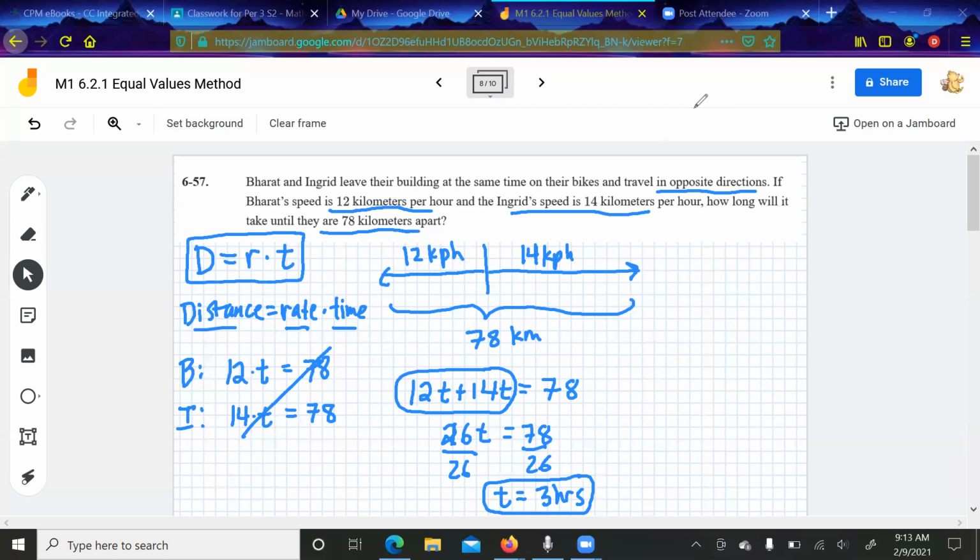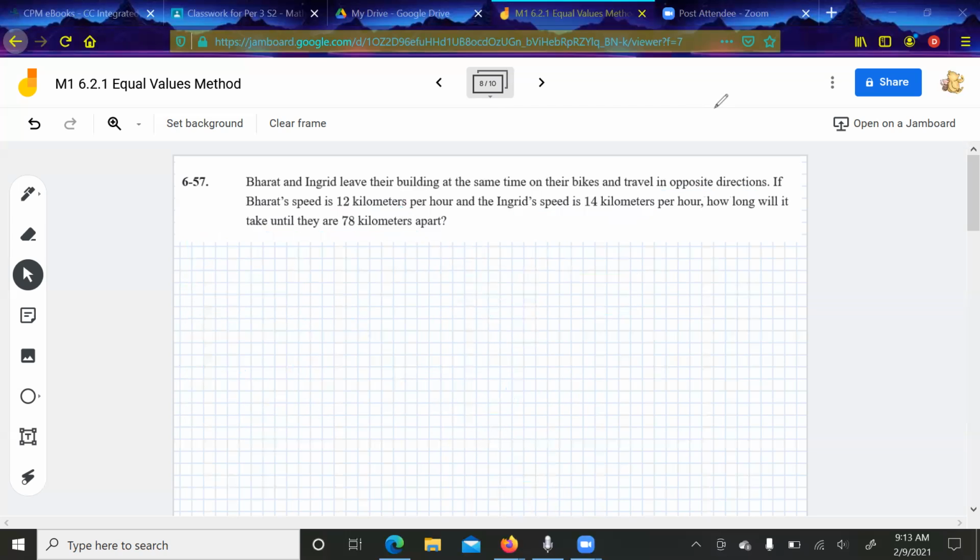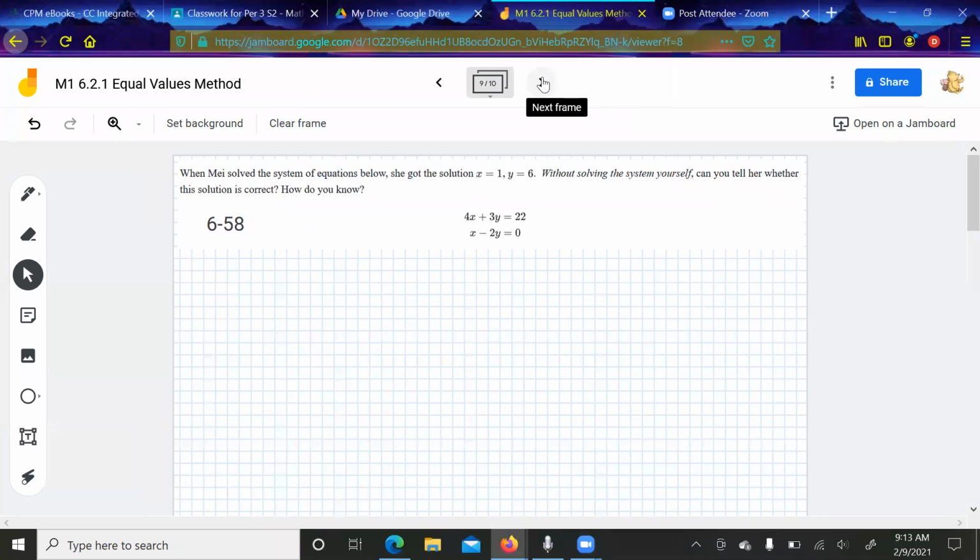I need to clear this away and go to the next slide, which is now covered by my controls. So let me move the controls away. Okay, 58.